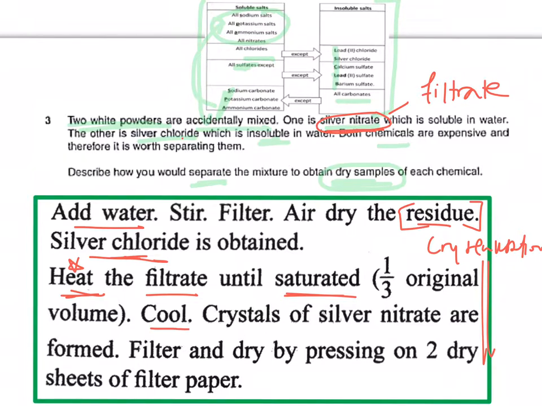Then when you cool, let the crystals form, and then keywords include filter, and dry by pressing between pieces of filter paper. Usually we include wash also with distilled water. Filter, wash, dry. So keywords: heat, saturated, cool, crystals, filter, wash, dry. These are the keywords that you have when you're describing crystallization.